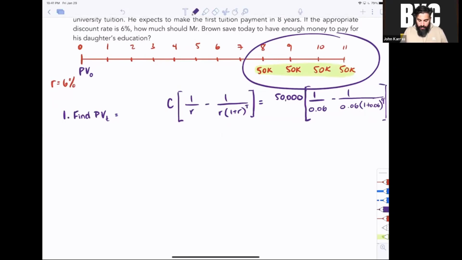So for this first step, you should get 173,255 and 28 cents.